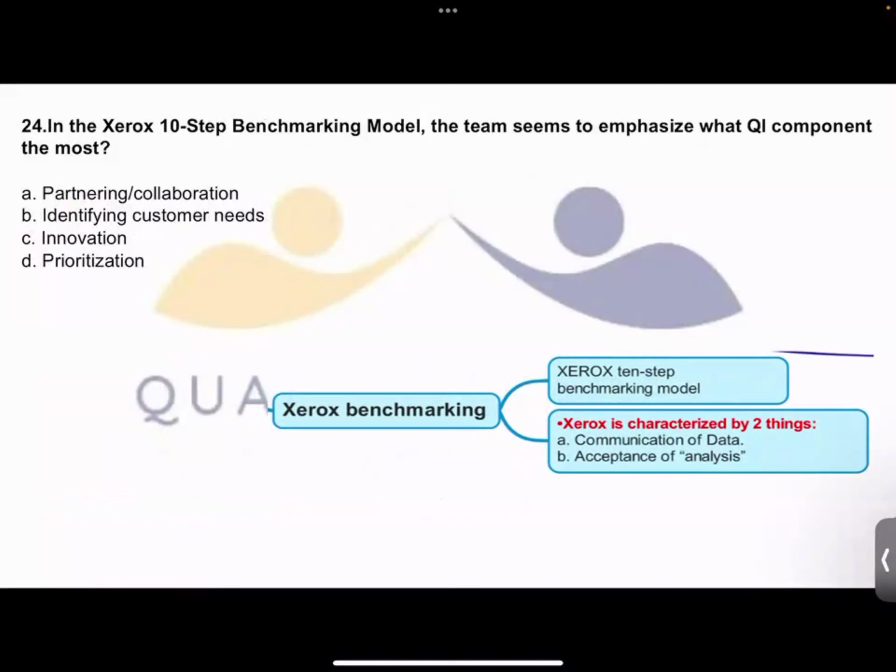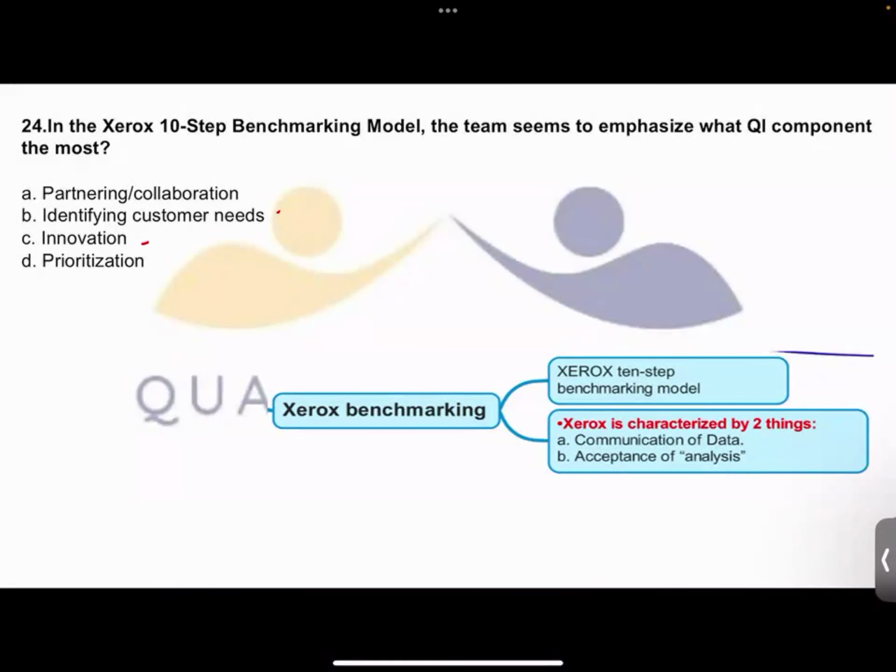Okay, number 24. In the Xerox 10-step benchmarking model, the team seems to emphasize what quality improvement component the most? A, partnering collaboration. B, identifying customer needs. C, innovation. D, prioritization. So when we say identifying customer needs, is this the primary focus of the Xerox model? This is not. So we will not include letter B.